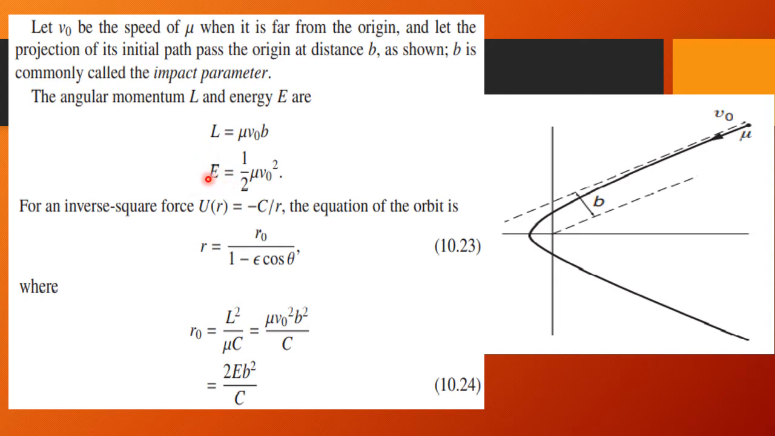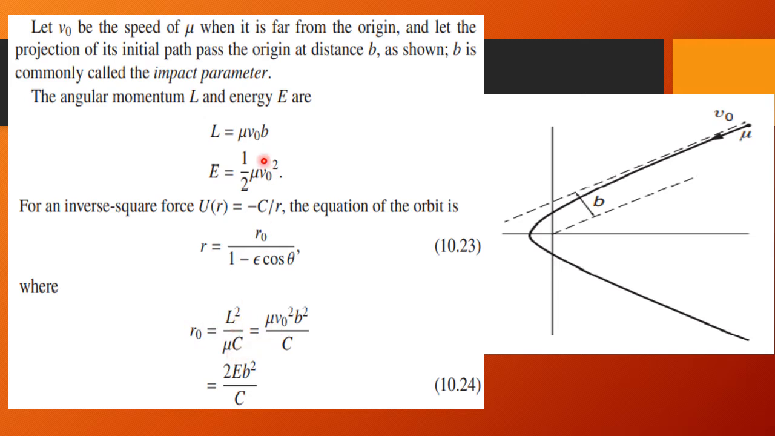Before it comes to interaction, if there is an inverse square law force like the gravitational force or the Coulomb force, we know the potential energy associated with it will be minus C by r, which we have studied in the previous video. So from that we know the equation of orbit is r is equal to r0 by 1 minus epsilon cos theta, where epsilon is the eccentricity. We know that r0 is equal to L square by mu C.